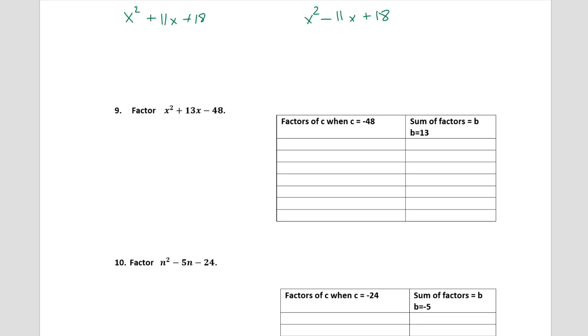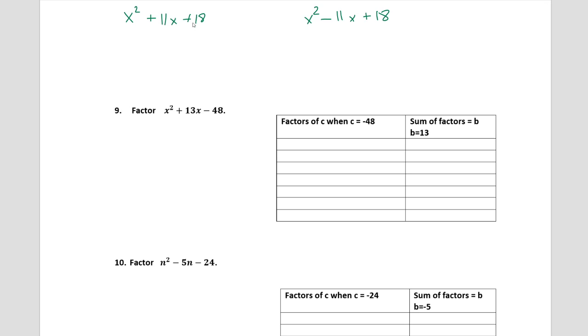Hey everyone, welcome back. We're going to finish up the notes from this week, where we're factoring trinomials when the first term has a coefficient of 1, so in front of the x squared or the variable squared is a 1.